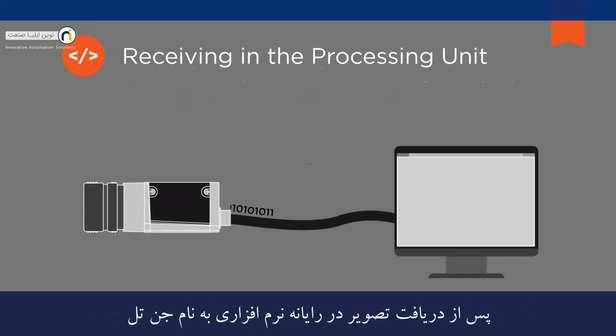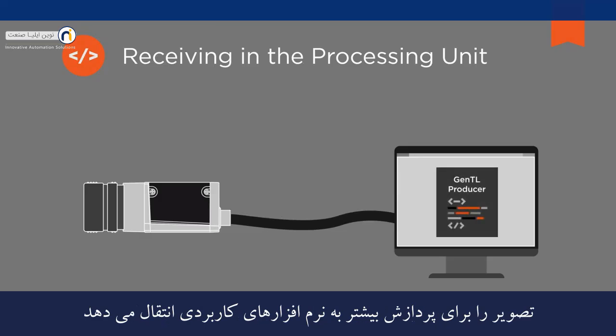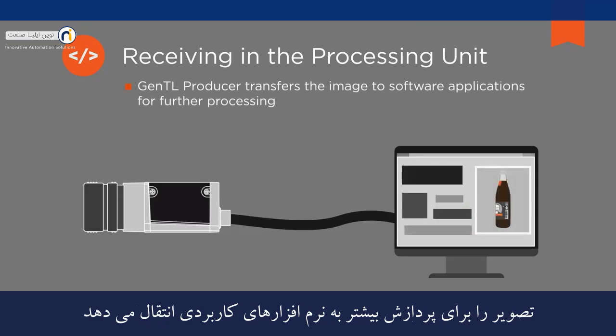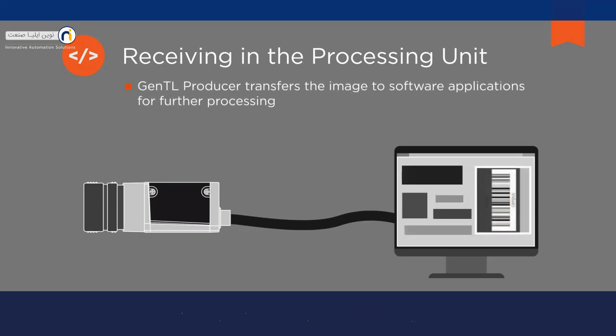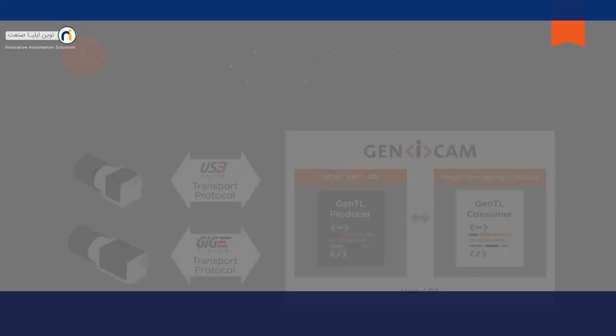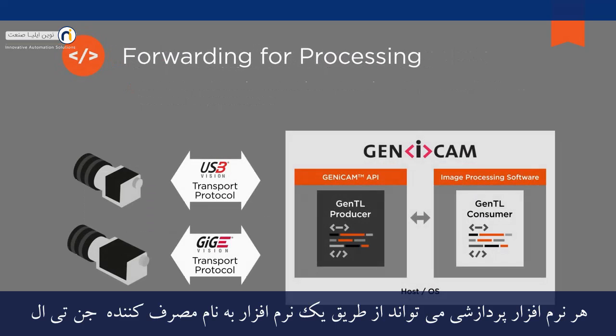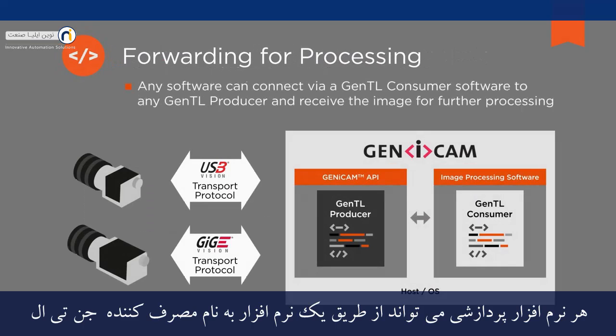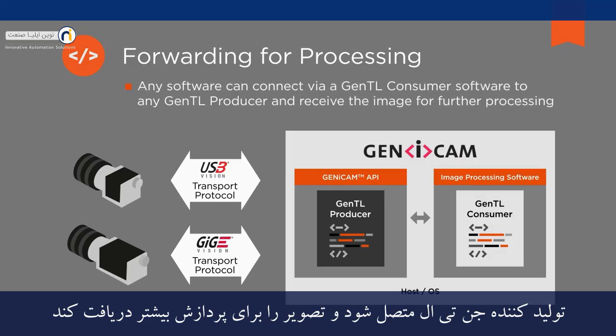After the image has been received in the computer, a piece of software called GenTL Producer transfers the image to software applications for further processing. Any processing software can connect via a piece of software called GenTL Consumer to any GenTL Producer and receive the image for further processing.